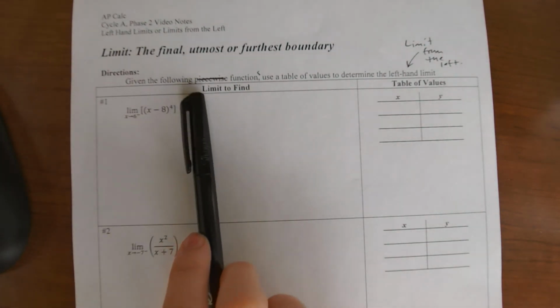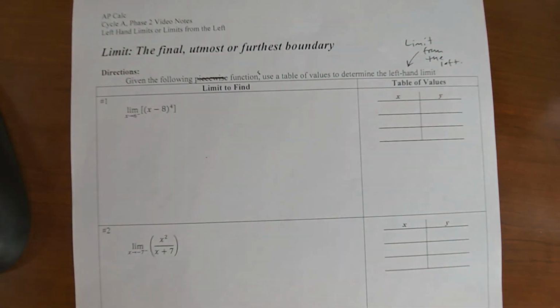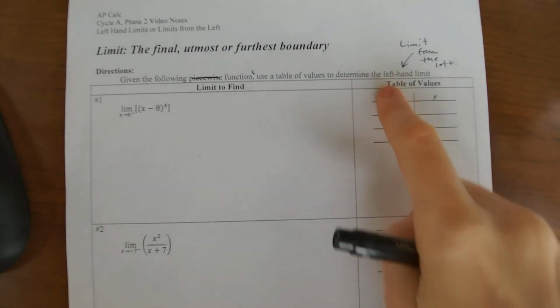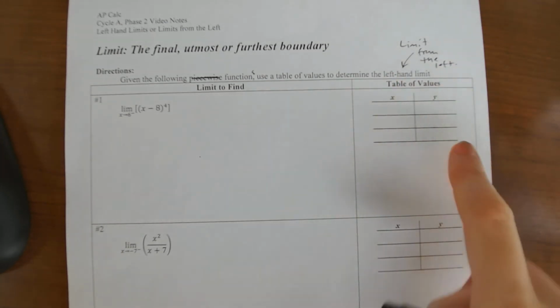So the directions are, given the following functions. I said piecewise initially, but I changed it because only the third one is piecewise. Given the following functions, use a table of values to determine the left-hand limit or the limit from the left. So over here, we're going to have a table of values. We're going to have inputs and outputs.